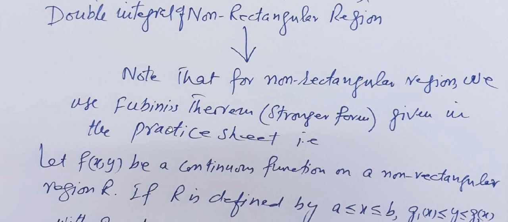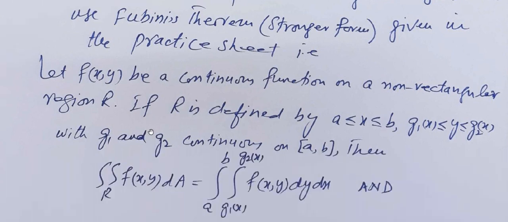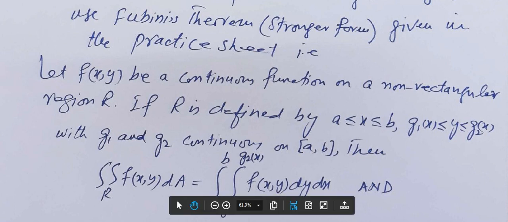Note that for non-rectangular region we use Fubini's theorem, stronger form, given in the practice sheet. So what is that theorem? The theorem says let f of x y be a continuous function on a non-rectangular region R. If R is defined by x varies from a to b and y varies from g1 of x to g2 of x.